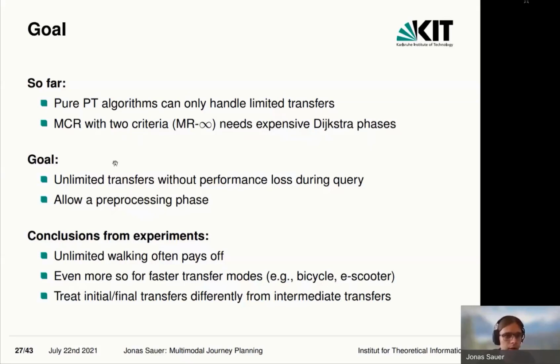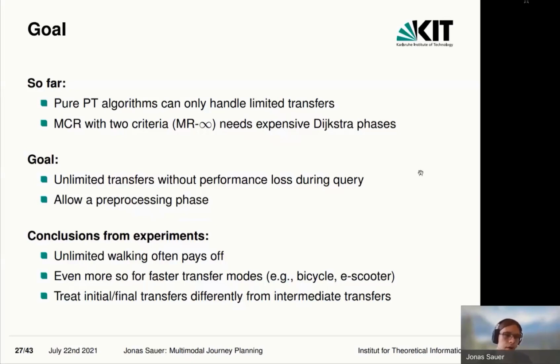Now, our goal is to allow for unlimited transfers without any performance loss during the query algorithm. So we want to get back to the fast performance of Raptor, but allow unlimited transfers. And obviously we don't get that for free, so we have to allow ourselves a pre-processing phase in advance to compute some information that we use during the query.